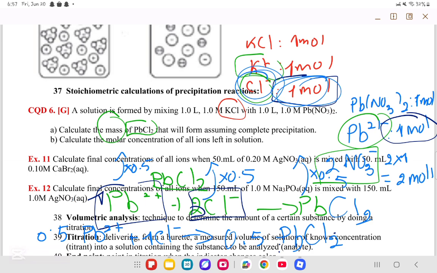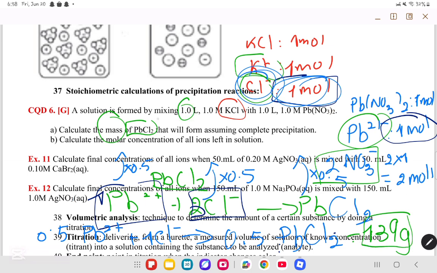Pb is 207, right? So it's 207 plus what? Plus 35.5, which is the molar mass of chlorine, times 2, because it's Cl2. You will get an answer of 139 grams. So very simply, the mass of PbCl2 left was 139 grams.